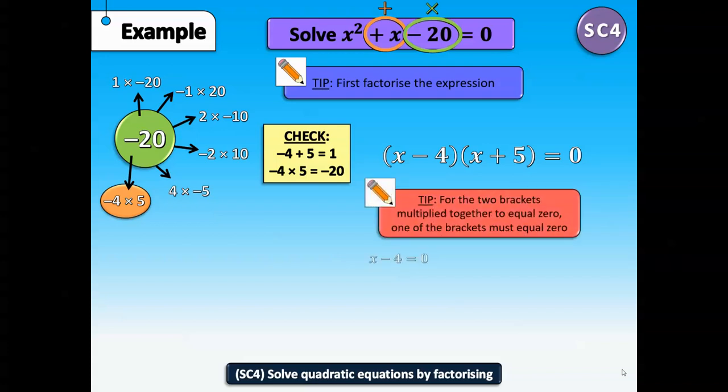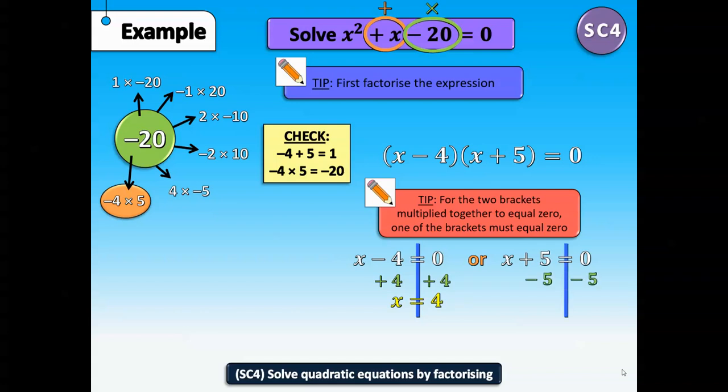If we make each of these brackets equal 0, we can then solve each equation to find out what x is. So for this equation, x equals 4. And for this equation, x equals minus 5. So our answer is x equals 4 or minus 5.